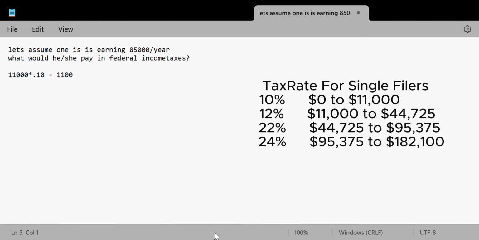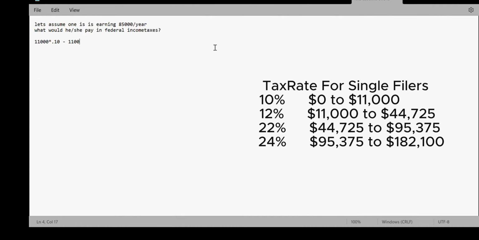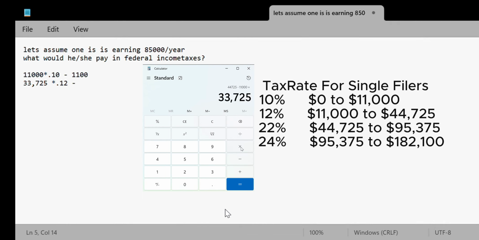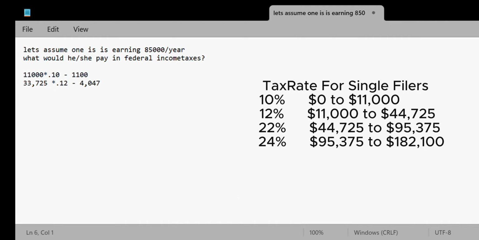And for the next bracket, up to $44,725, you will be paying 12% in taxes. The income range for the second tax bracket is $11,000 to $44,725. So we have to subtract 11,000 from 44,725, which gives you $33,725, and we multiply this by 12%, which is 0.12. So 33,725 times 0.12 gives you $4,047. So for the income up to $44,725, you are going to pay $4,047 in taxes.